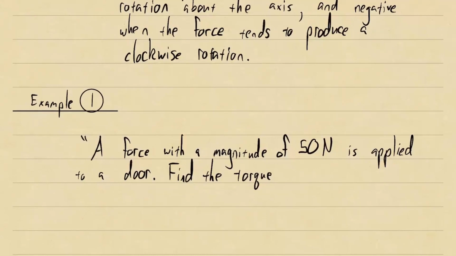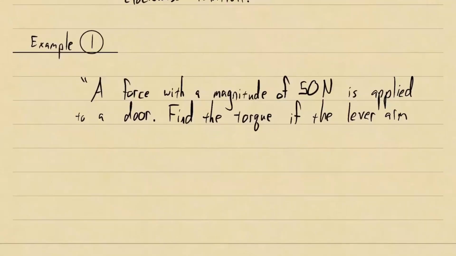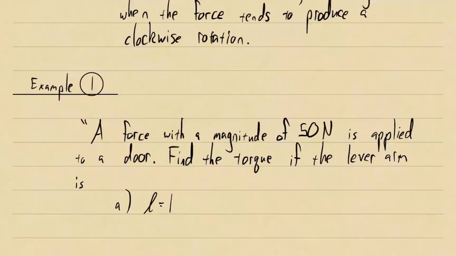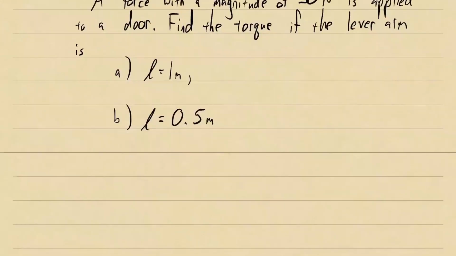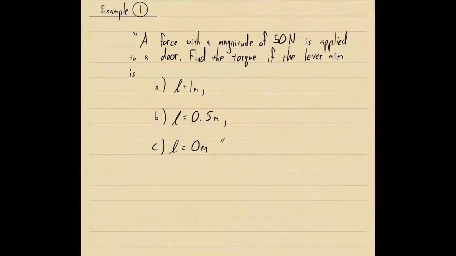if the lever arm is A, 1 meter, or B, if the lever arm is half a meter. And then part C, if the lever arm is 0 meters, that is, we're pushing on the hinges of the door. That's the first problem.